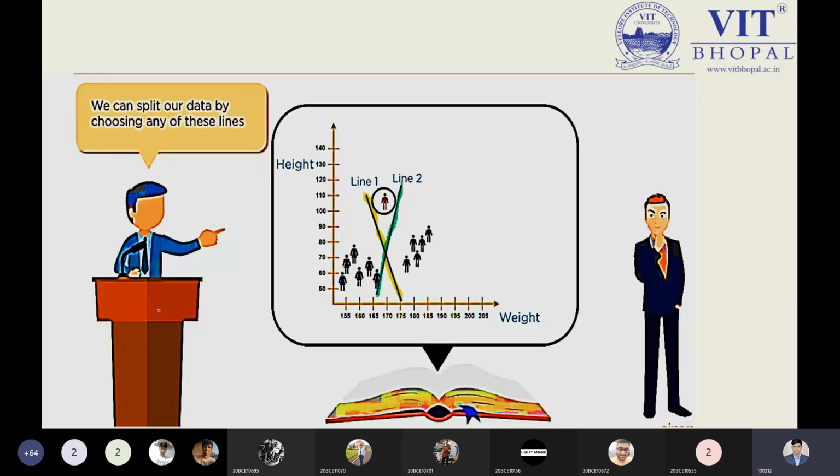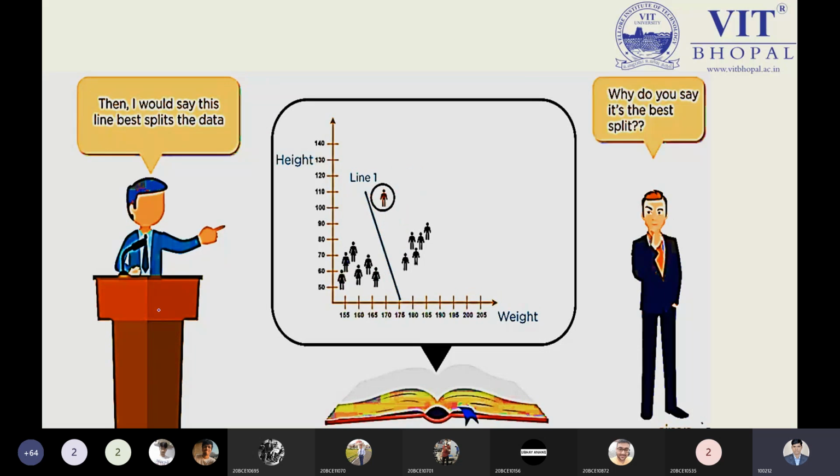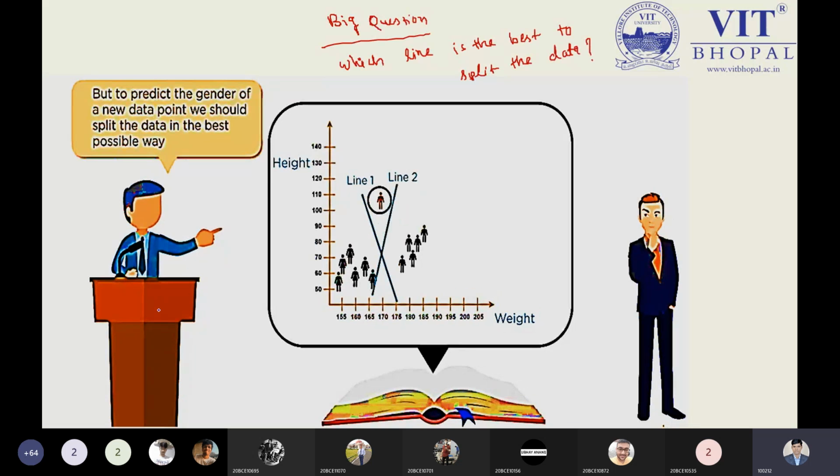Yes, sir. From this point, to sort out this problem, we have some parameters. And so what is the big question? I have already written over here. I will share the PPT, no problem. So which line is the best to split the data? This is the confusion. To understand, that is the point.